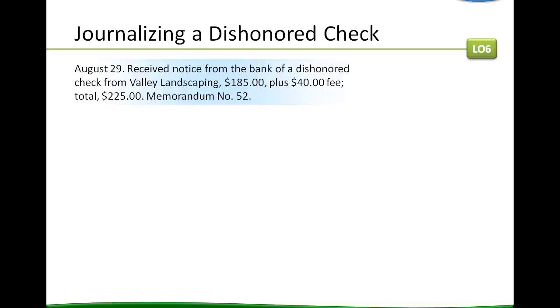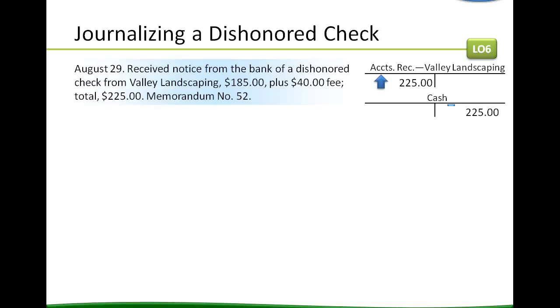Okay, journalizing a dishonored check. So on August 29th, received notice from the bank of a dishonored check from Valley Landscaping for $185 plus a $40 fee, totaling $225, which is memorandum number 52. So Delgado Web Services receives a notice of the dishonored check and the fee from the bank. We see this actually right here in the T accounts. So accounts receivable increases $225 from Valley Landscaping, and cash is going to decrease $225.